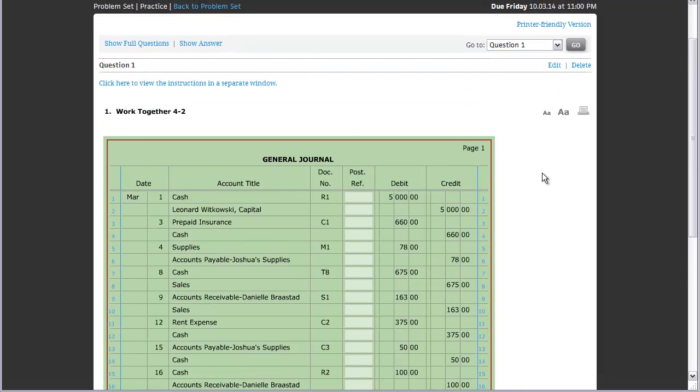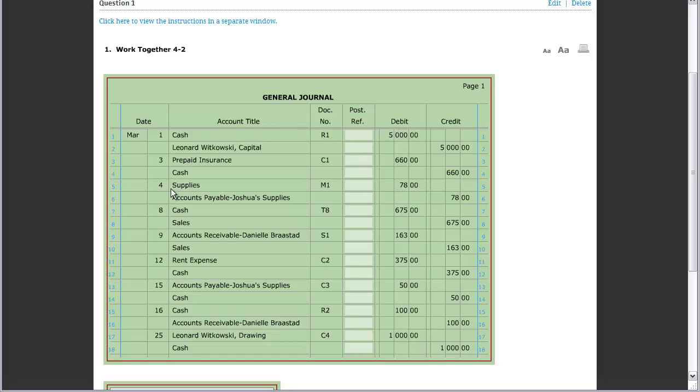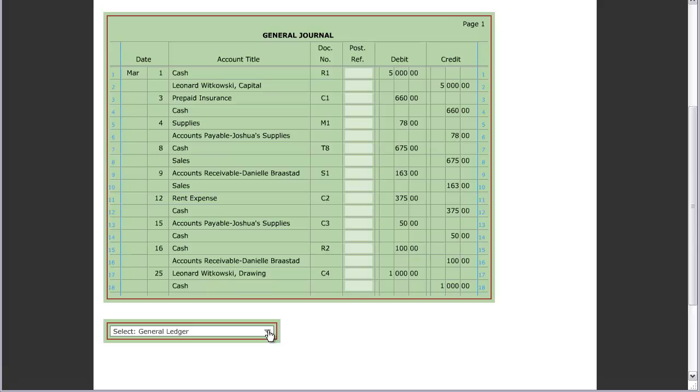Alright, 4-2. So we are going to introduce the general ledger here. We know all about the general journal. We've been doing that all last chapter, and we've been entering these transactions, and they've entered them for us because we've been doing it so much, so that's nice. Now we are going to learn to use this posting reference column right here. And we're introducing the general ledger.